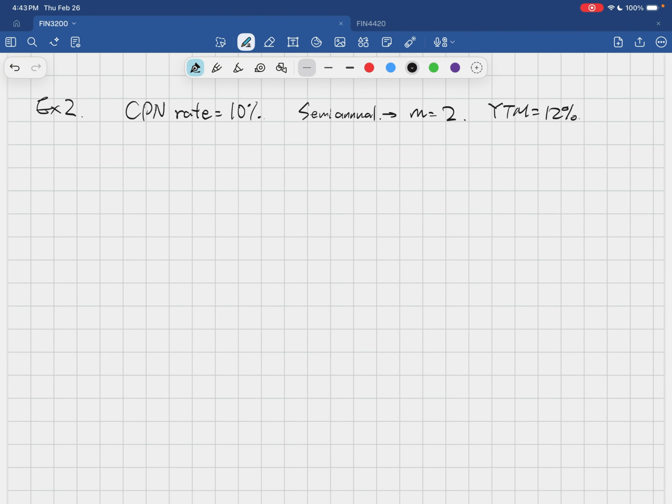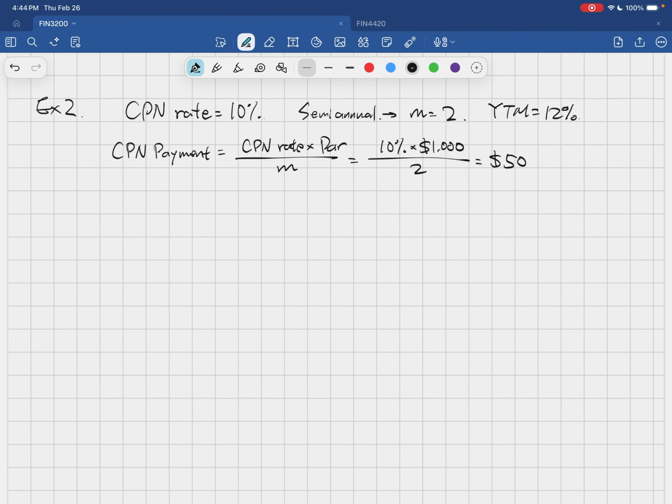So we'll first calculate the periodic coupon payment, the magnitude of the payment that bondholders get. So we have coupon rate times the par value over M. Coupon rate is 10%, and the par value is always 1,000 in this class, and M is 2 for this problem. So each period, every 6 months, bondholders will get $50.